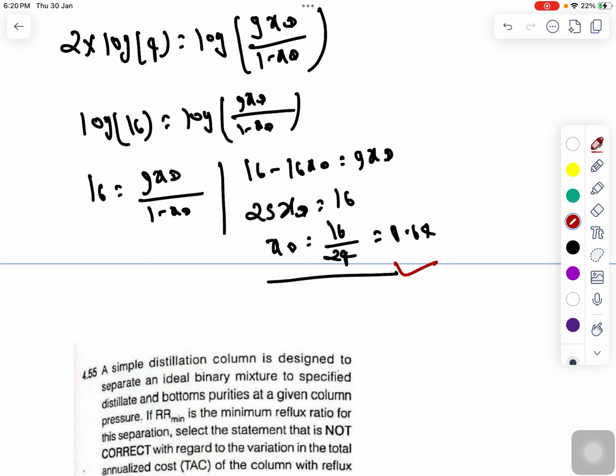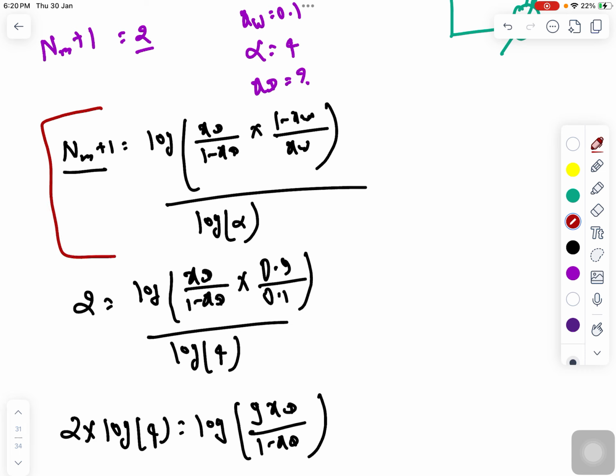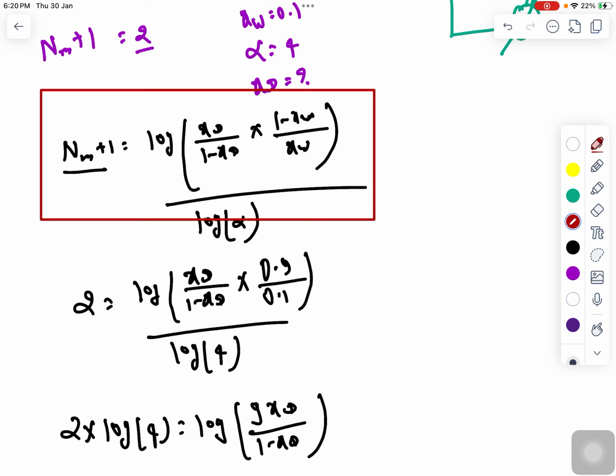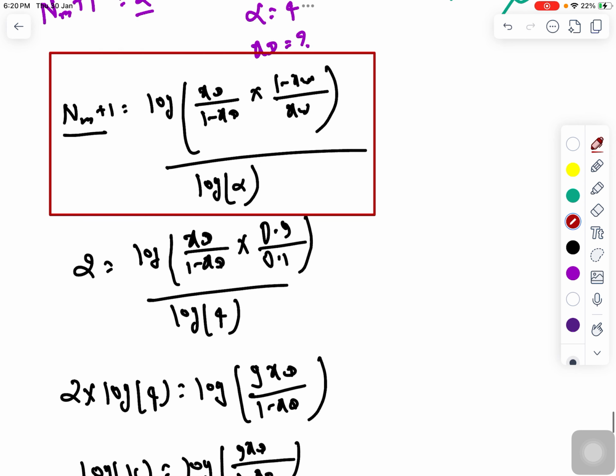Is that clear? This is very simple. This question was based on the Fenske equation, which is used to calculate the minimum number of stages required in the distillation column. Okay, I hope this question is clear to all of you.